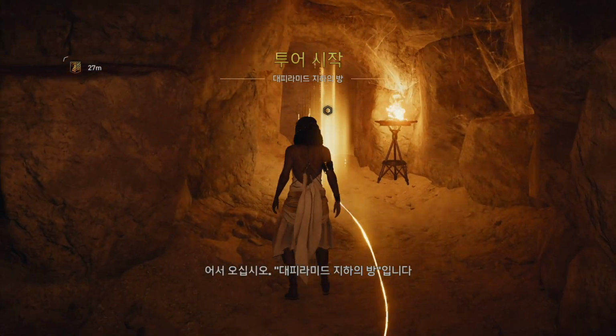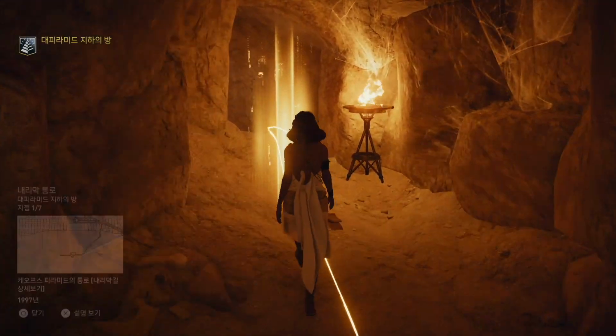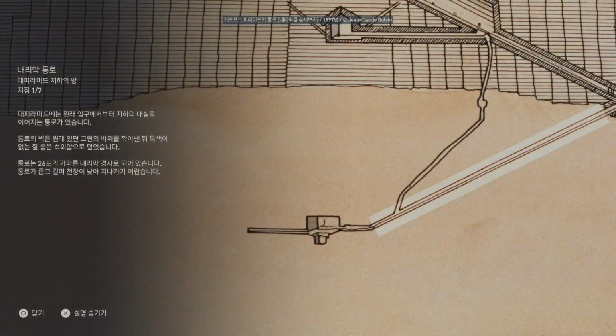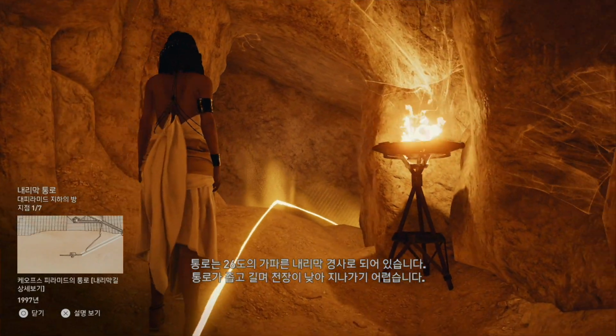Welcome to the Great Pyramid, Subterranean Chamber. From the original entrance of the Great Pyramid, there is a passage leading to the Subterranean Chamber. Its walls were carved out of the existing rock of the Plateau and then covered in a fine, unmarked limestone. The descending passage has a steep 26-degree downward slope. Narrow and with a low ceiling, this pathway is long and challenging.